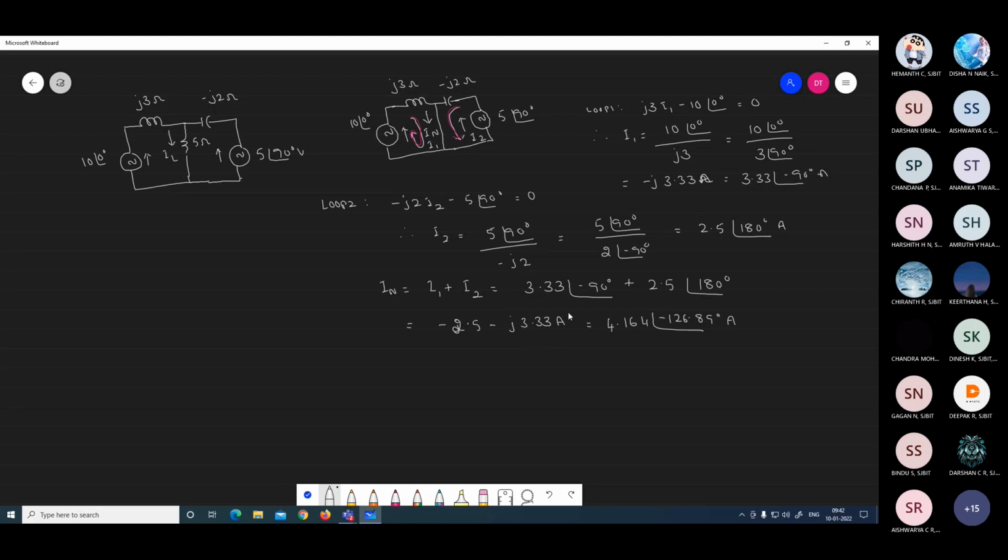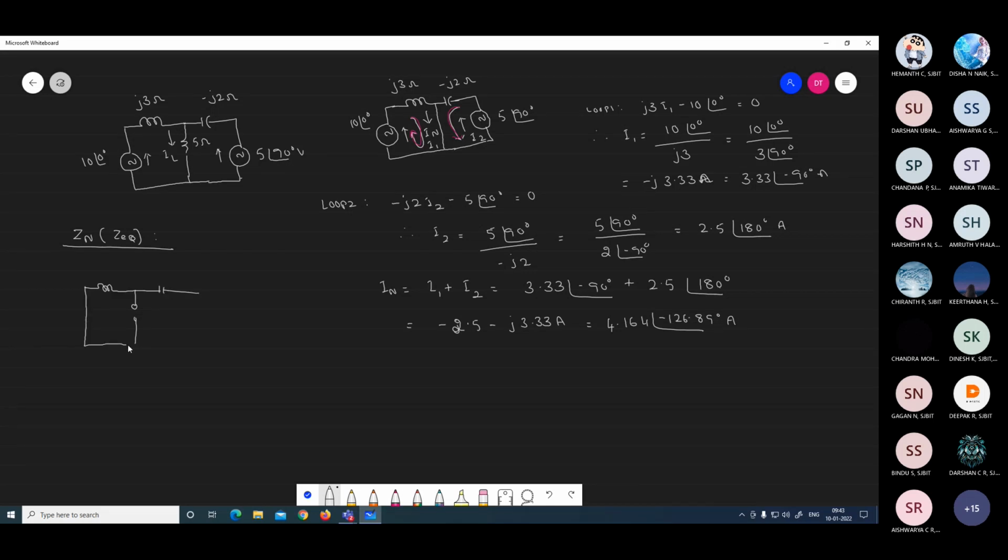Next, what do you have to find out? One more thing: Norton's resistance. Norton's resistance is nothing but the equivalent resistance. So that is your Norton's resistance. How to find this? Open the load terminals and short the voltage sources.